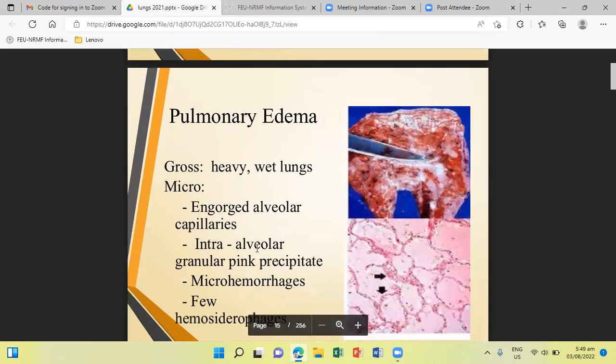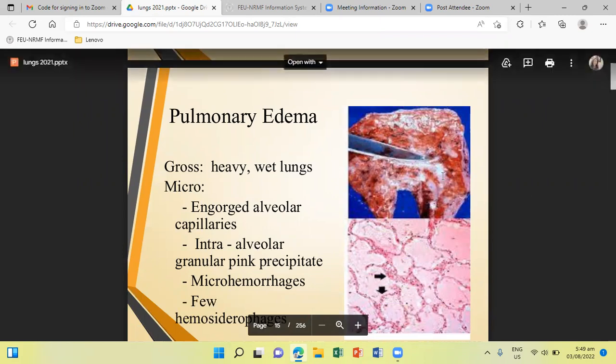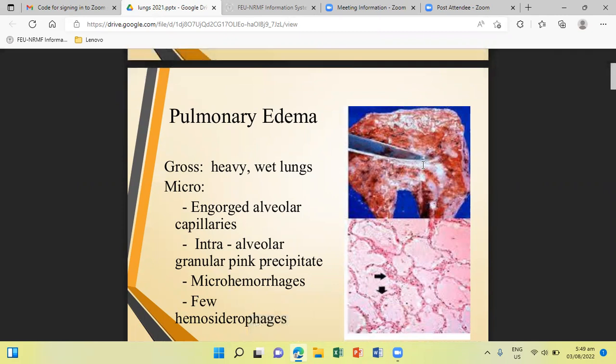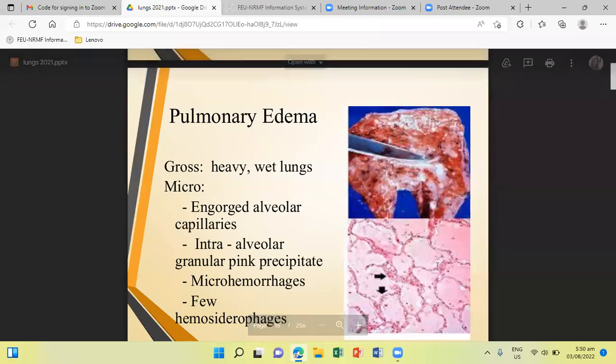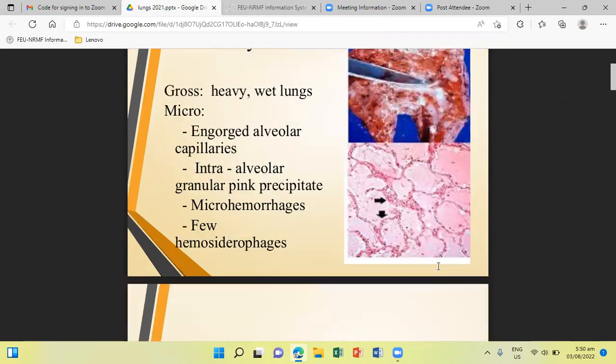So again, in pulmonary edema, the lungs are expected to be heavy and wet. As you squeeze through it, as you can see in this illustration, the fluid oozes out of the cut surface. Histologically speaking, as I have mentioned, the alveolar capillaries are expected to be engorged. You see pink alveolar fluid within the alveoli. You may see alveolar macrophages, and this is what we call heart failure cells. They tend to be abundant in long-standing cases.